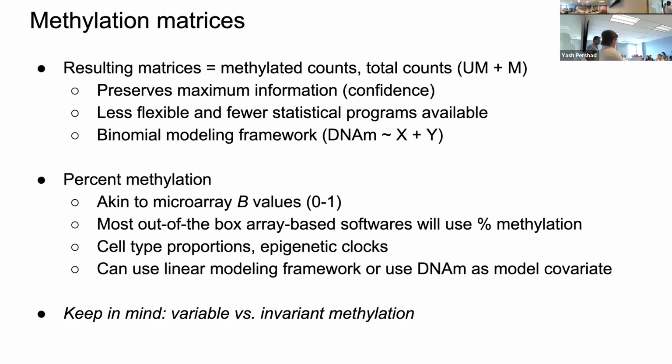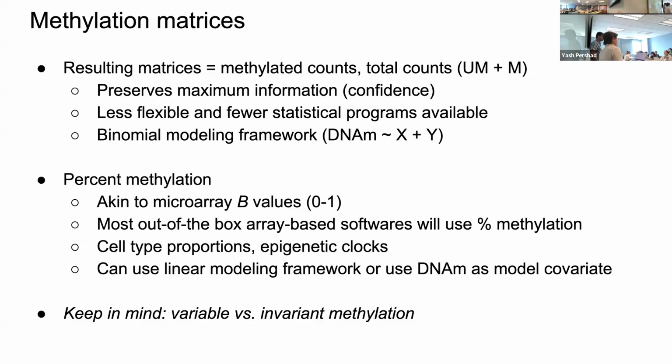So if you're doing modeling to understand how methylation is associated with age, for example, you can do that in a binomial model. And then you're taking into account the confidence or the read depth because you are inputting two matrices, your methylation and your total counts matrix, because 50% methylation could be from 2/4 reads, or it could be from 200/400 reads. So that's information that's kind of lost if you collapse into a percent methylation matrix.